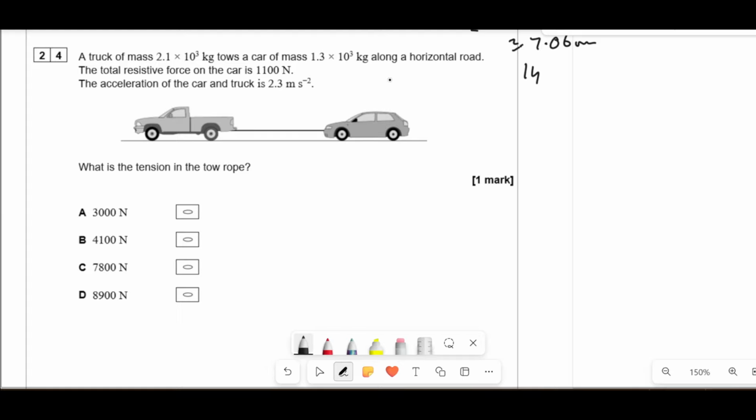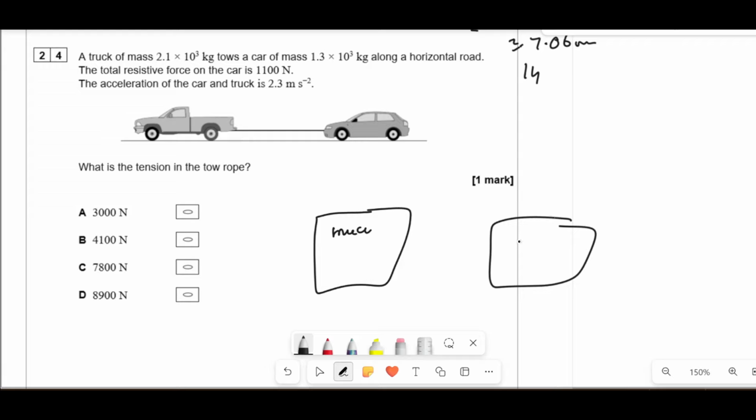A truck of mass 2.1 times 10 to the 3 kilograms tows a car of mass 1.3 times 10 to the 3 kilograms along a horizontal road. The total resistive force on the car is this. Acceleration of the car and truck is that. What's the tension in the tow rope? So it's connected particles. So if I just imagine that's the truck, and then that's the car. The total resistive force on the car is 1100 newtons. They've told you that the acceleration of the car and the truck is 2.3 meters per second squared for both.